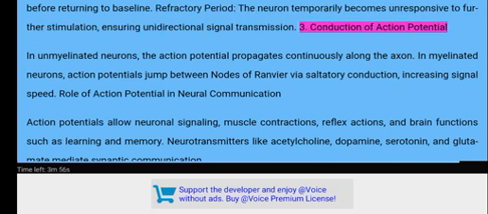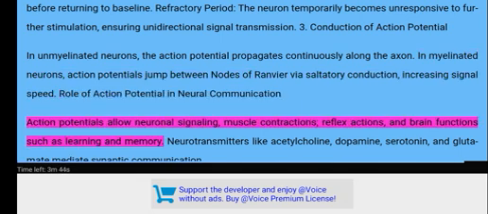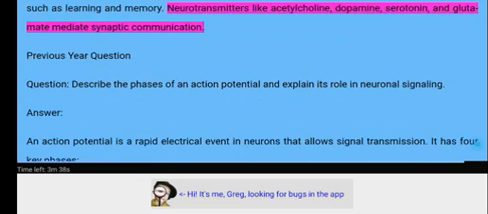3. Conduction of action potential. In unmyelinated neurons, the action potential propagates continuously along the axon. In myelinated neurons, action potentials jump between nodes of Ranvier via saltatory conduction, increasing signal speed. Role of action potential in neural communication. Action potentials allow neuronal signaling, muscle contractions, reflex actions, and brain functions such as learning and memory. Neurotransmitters like acetylcholine, dopamine, serotonin, and glutamate mediate synaptic communication.